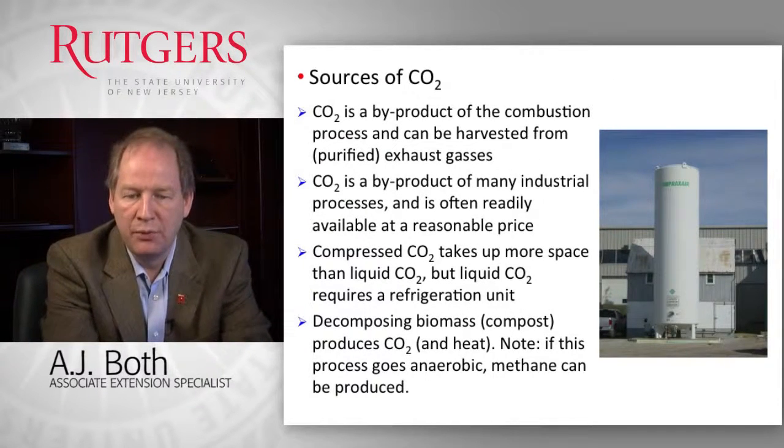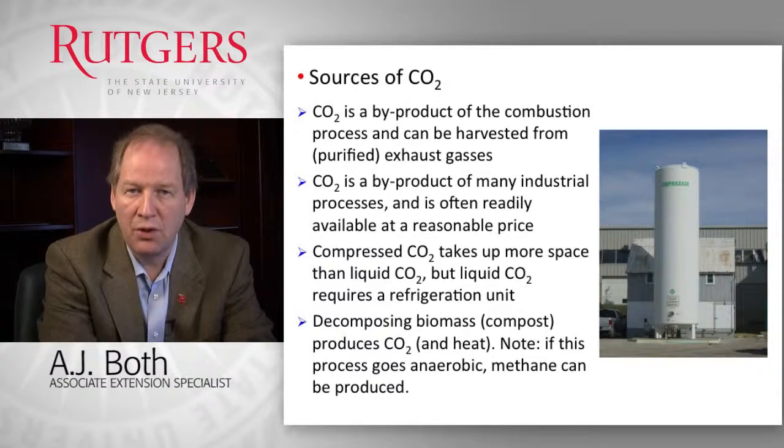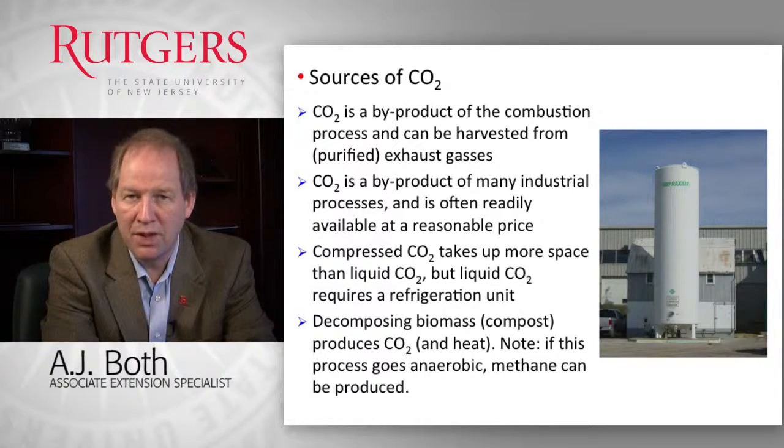The different sources of CO2 that we use for enrichment come from a variety of sources. They can come from combustion processes. When we combust fuels, we typically produce CO2 and water vapor, especially if we do that under good, optimum combustion conditions. In some cases there are some byproducts being produced, like ethylene gas or carbon monoxide. Under some conditions we need to purify the gases that come out of the combustion system to extract pure CO2 and then use that as the CO2 enrichment source in the greenhouse. But CO2 is also a byproduct of many industrial processes, so it's often readily available at a reasonable price.